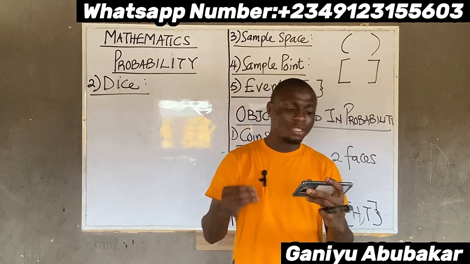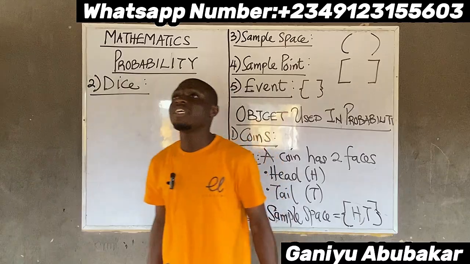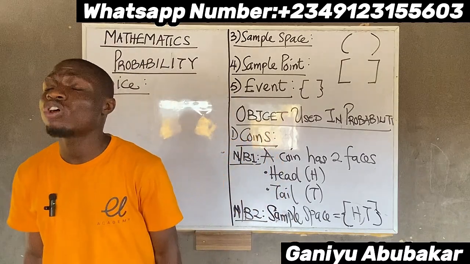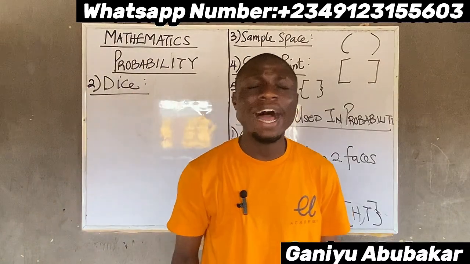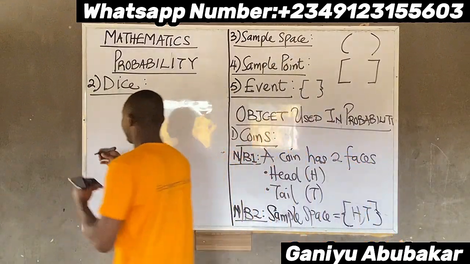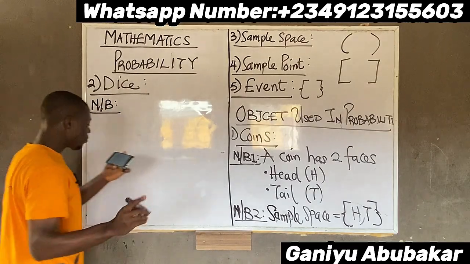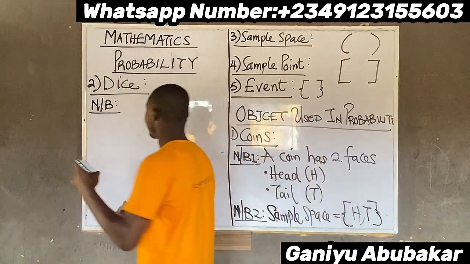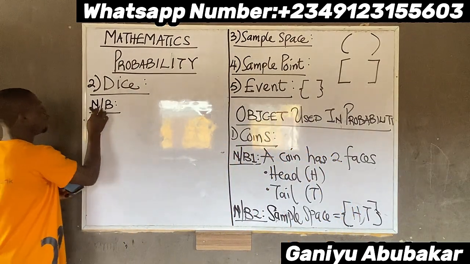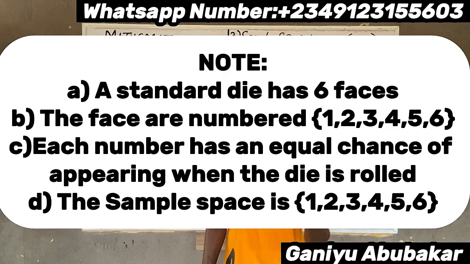What I want you to take home from this dice is this. Whenever I see a probability question that focuses on dice, these are the things I want you to remember instantly so you can tackle that question. Note A: a standard dice has 6 faces. Please note, a standard dice has 6 faces.